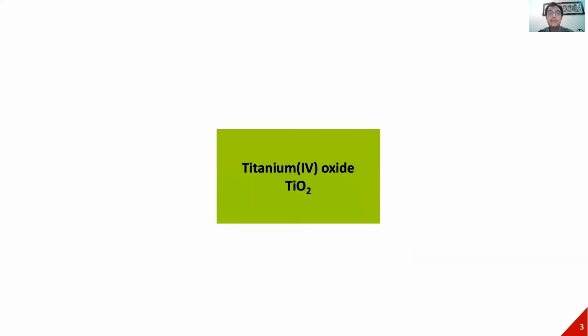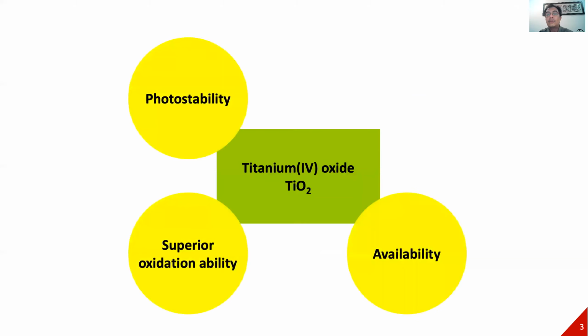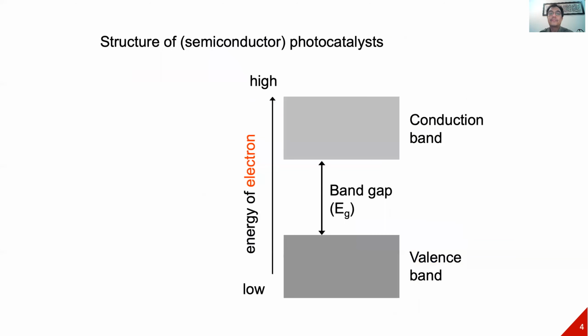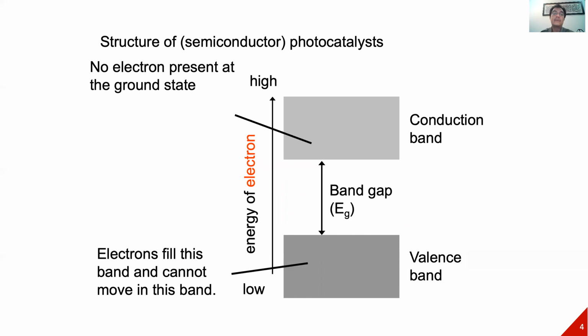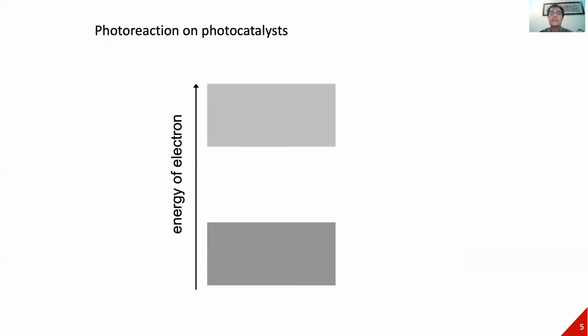In this study, we use titanium dioxide as a photocatalyst. We know that this material is photostable, non-toxic, highly abundant, and it has a superior oxidation ability. So the structure of a photocatalyst is the same as the electronic structure of a semiconductor, where this material has a conduction band at high energy levels and a valence band at a low energy level. And the valence and conduction bands are separated by the band gap energy.